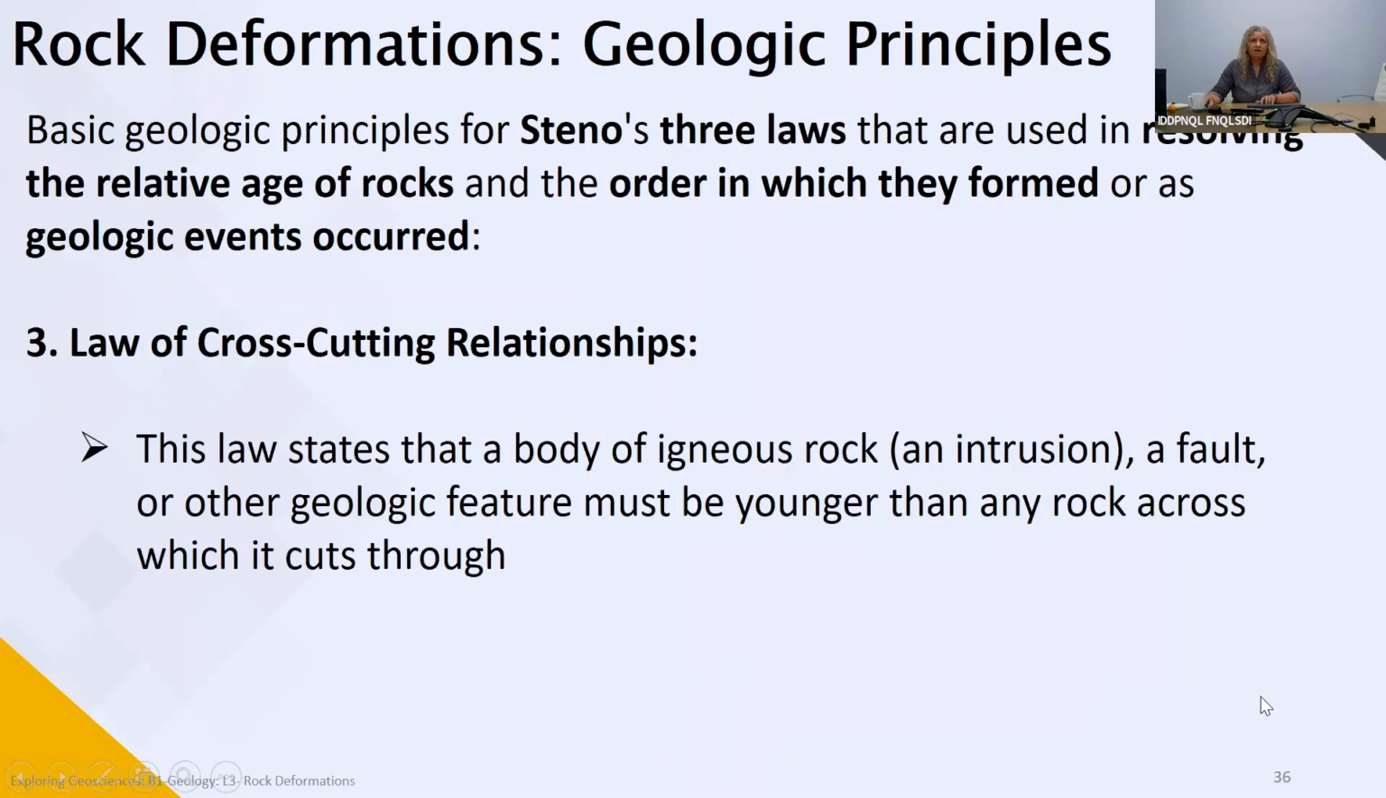The third law is the law of cross-cutting relationships. This law states that a body of igneous rock, an intrusion, any fault or other geologic feature, like a dike, must be younger than any rock across which it cuts through. So whatever event cuts through another prior deposit has to be necessarily younger than what it cuts through.